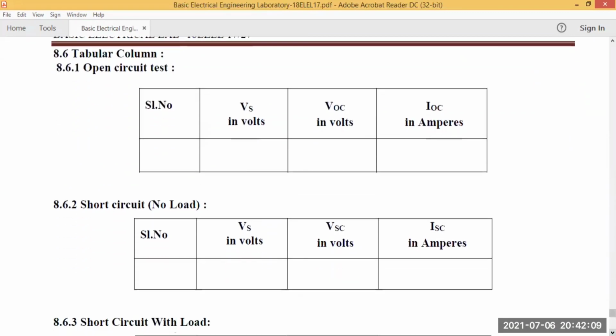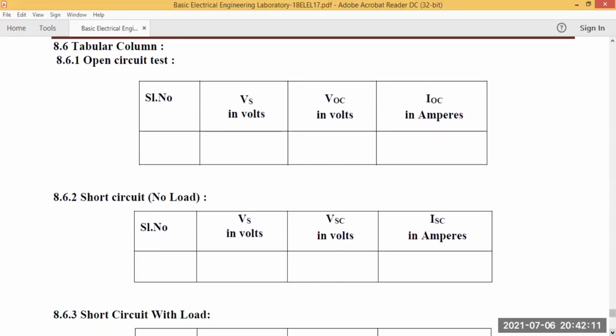Here we have the tabular column: open circuit test, serial number, VS, VOC, IOC, that is open circuit. In this stage, the current is 0, voltage will be the same as supply voltage, that is 232 volts. In short circuit, the supply voltage is 232, short circuit voltage is 0, current it shows 3 to 4 amps whenever it is short circuited.